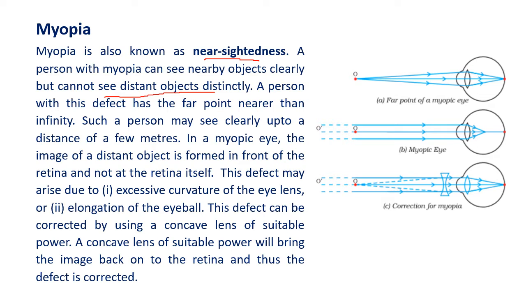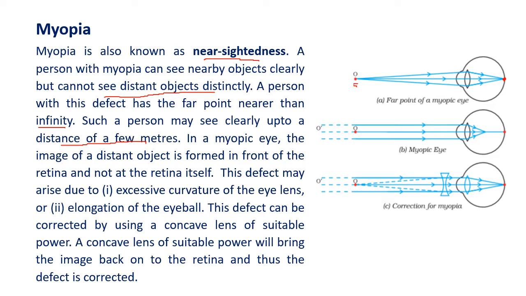The objects at the near point can be seen clearly because the image is formed exactly at the retina. But a person with this defect has the far point nearer than infinity. We know the far point of the eye is infinity. But this person who has myopia cannot see up to infinity. The person can only see up to a distance of a few meters.